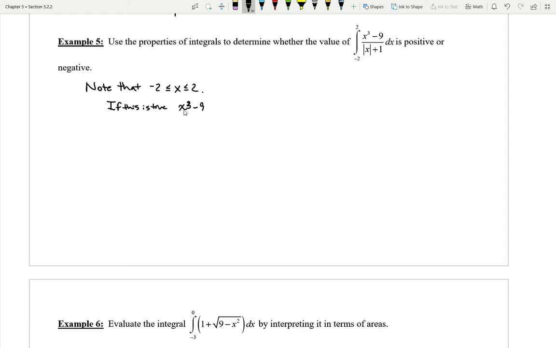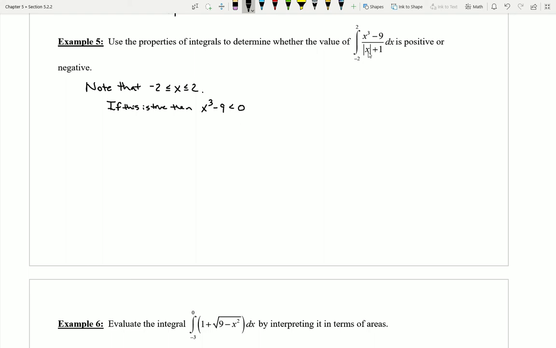If I plugged in 0, clearly I get something that's going to be negative. 0 minus 9 is negative. And even if I went all the way up to plugging in the value of 2, I would get 8 minus 9. That's still going to be negative. So I can guarantee that x cubed minus 9 is still going to be a negative value. It's going to be less than 0. So let me rewrite this one more time: if what I have above is true, then definitely x to the third minus 9 will be less than 0.